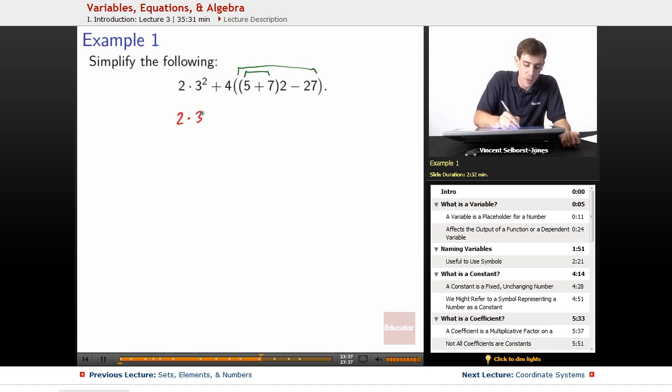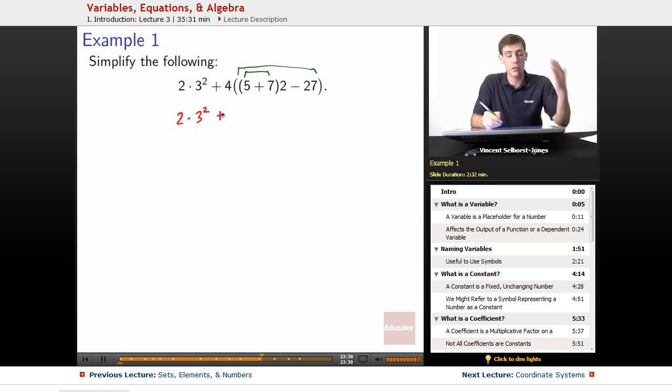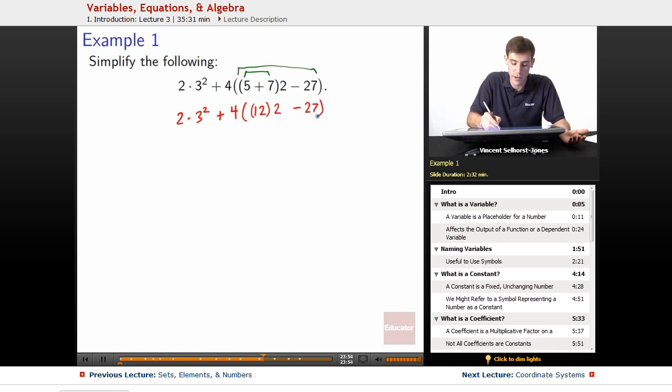We bring everything down, right? Each new horizontal line is a copy of what was above it, but just put in new ways of talking about it. 4 times quantity, well, what's 5 plus 7 become? 5 plus 7 becomes 12. So 12 times 2 minus 27. Now, we keep doing this inside of this parentheses first. 2 times 3 squared plus 4. 12 times 2 becomes 24 minus 27.